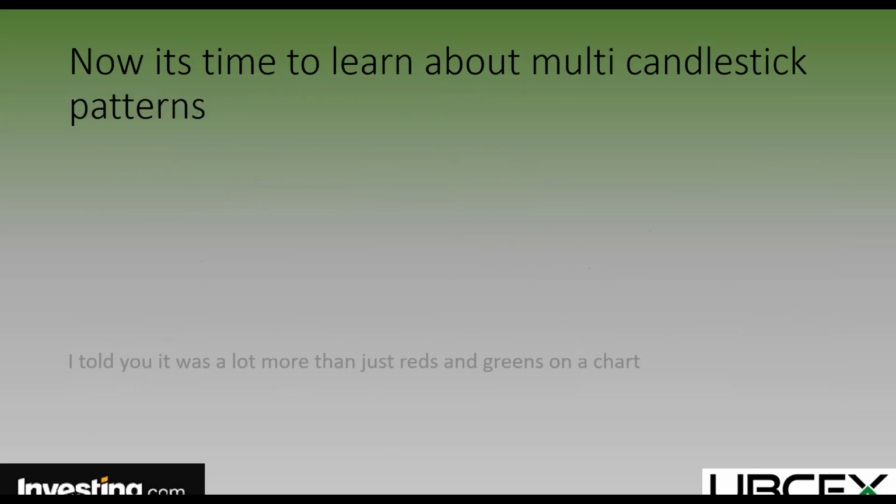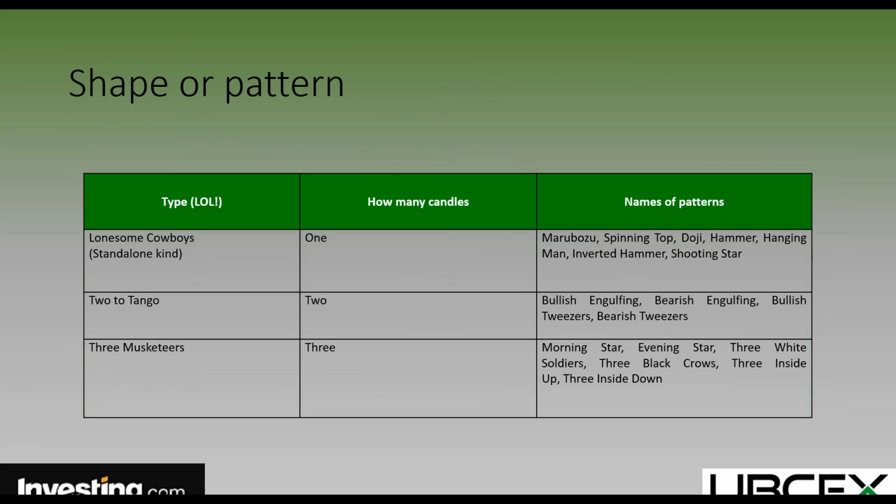I'm sorry, I know I'm hurting your eyes. So we have, in the chart in front of you, which I didn't make up, a standard chart, except somebody named these cutely: Lonesome Cowboys, Two for Tango, Three Musketeers. We just call them single, double, and triple candlestick patterns. So we have several different single candlestick patterns, and they're on that cheat sheet I gave you.